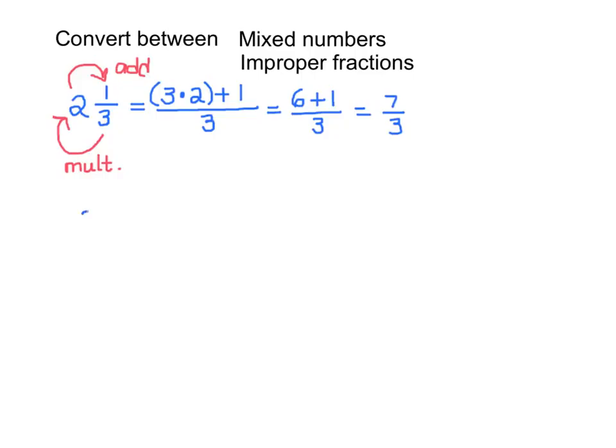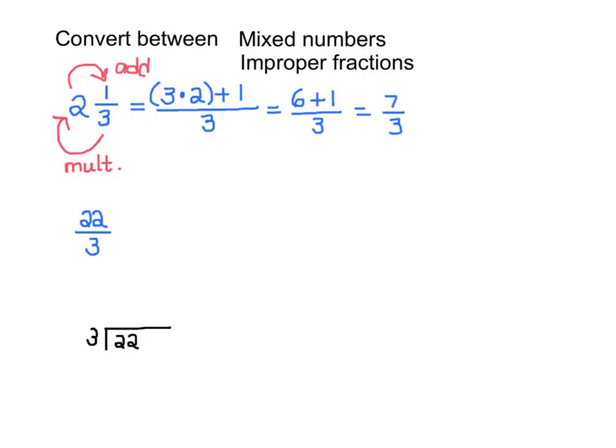So I have 22 divided by 3. In this case, I have an improper fraction. So I want to convert my improper fraction to a mixed number, and that's going to require division. I'm going to have to divide 3 into 22.